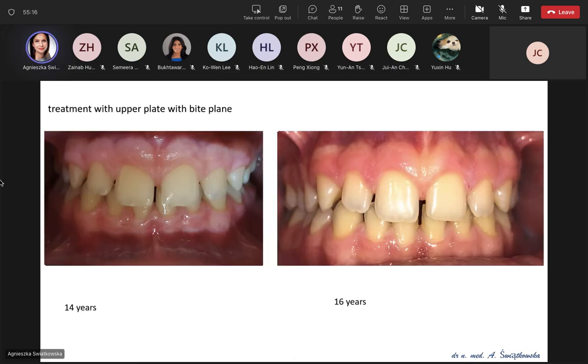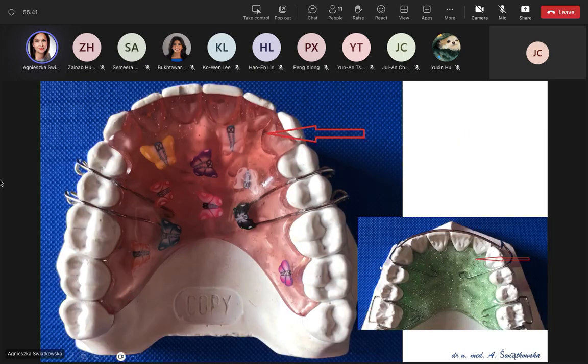And deep bite, skeletal deep bite, growing patient. Look here, deep bite, and here after correction. The patient wore a removable appliance. We have half of the lower incisors overbite. Maybe it's not the best result, but the patient didn't want to wear this kind of appliance all the time. He used only this kind of removable appliance with the bite plane.